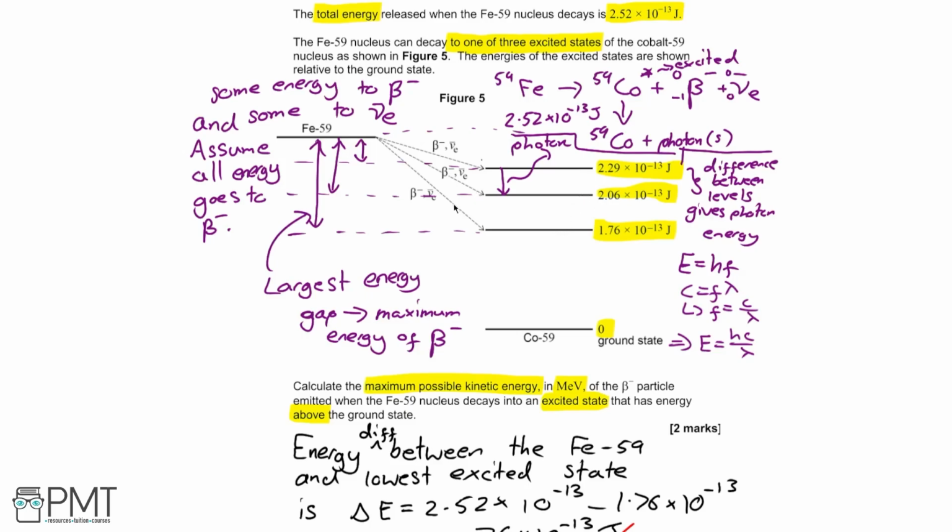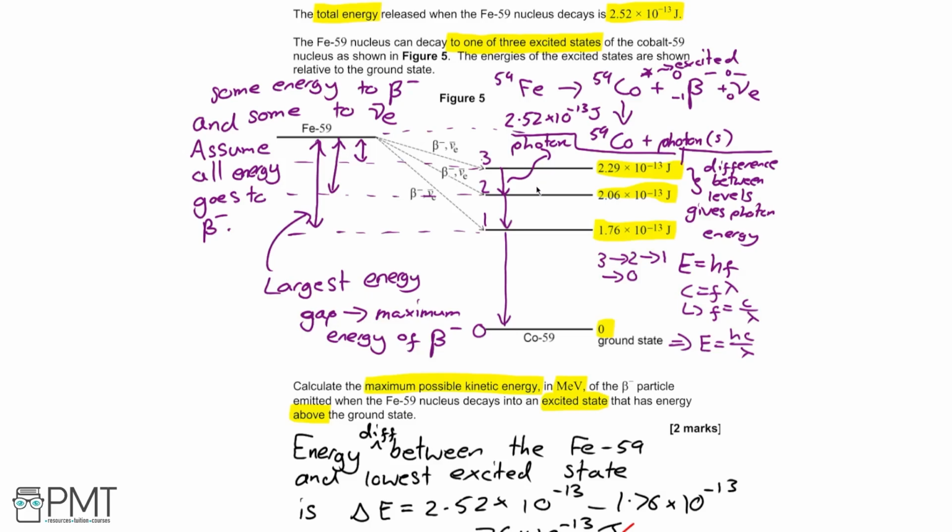So now we need to consider the different ways that we could decay from the iron 59 nucleus down to the ground state. Firstly, I could do 3 to 2 to 1 to 0, like so, and each time I would produce a photon. In other words, we go from level 3, the highest excited state, to level 2, to level 1, to level 0, like so. So 0 is the ground state here.